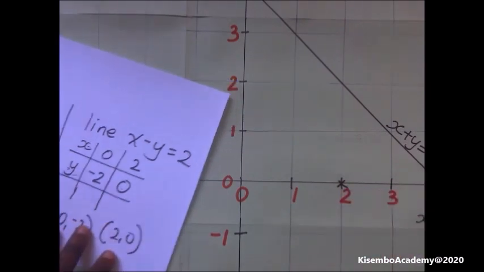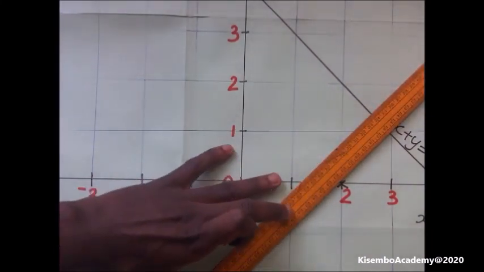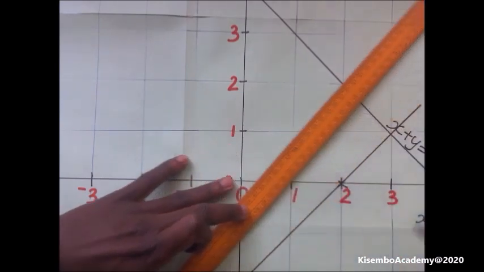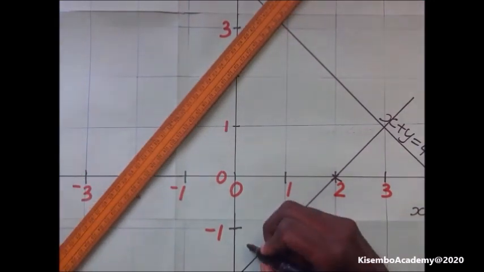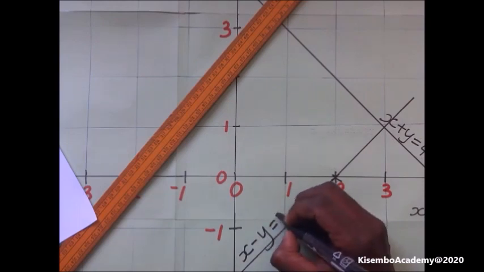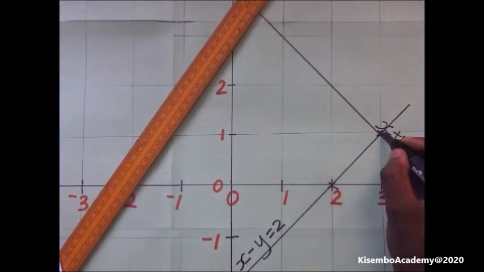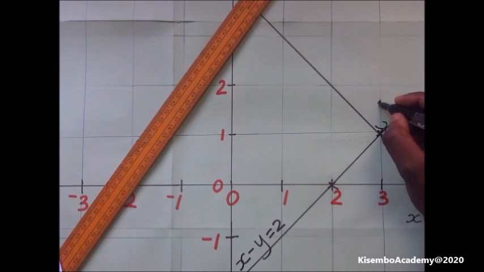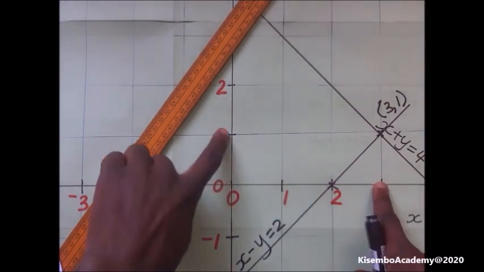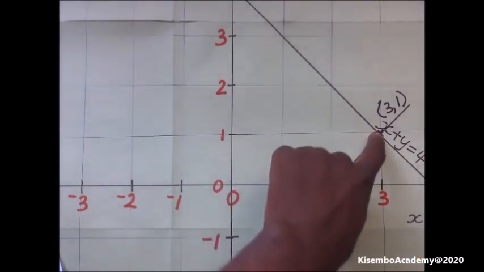And of course, when we draw this, this is our line, x minus y is equal to 2. So this line and this line meet at that point. They are meeting at point (3, 1), because this is 3 and that is 1. So at that point where they meet is where we have the solution to that equation.